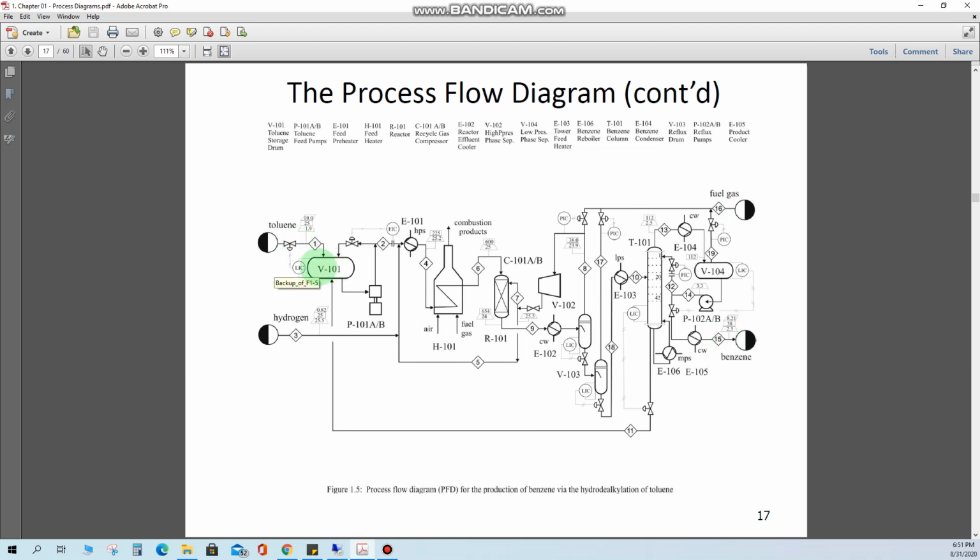Now, if you want to write down the name of any vessel, you can write down the name XX, which is the vessel, so you can write down V here. Then the first number here represents the area, so this process may be installed in area 100, so the area can be written as 100. Okay, and now this one represents the equipment number. Now in this process there is only one column, the horizontal column, so it is simply one.